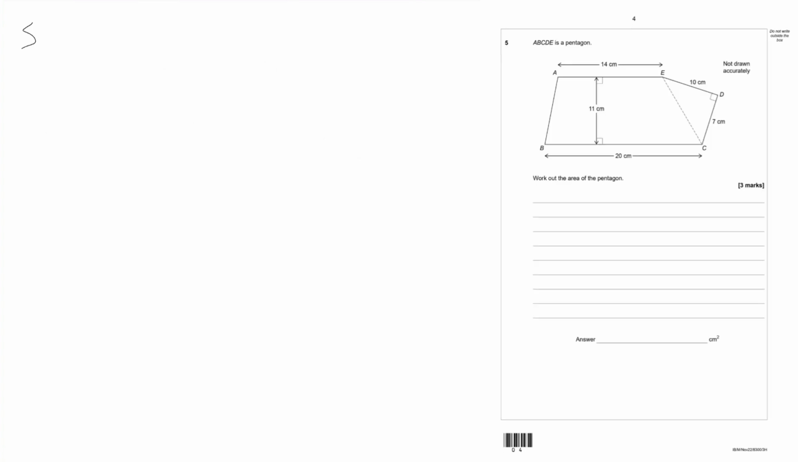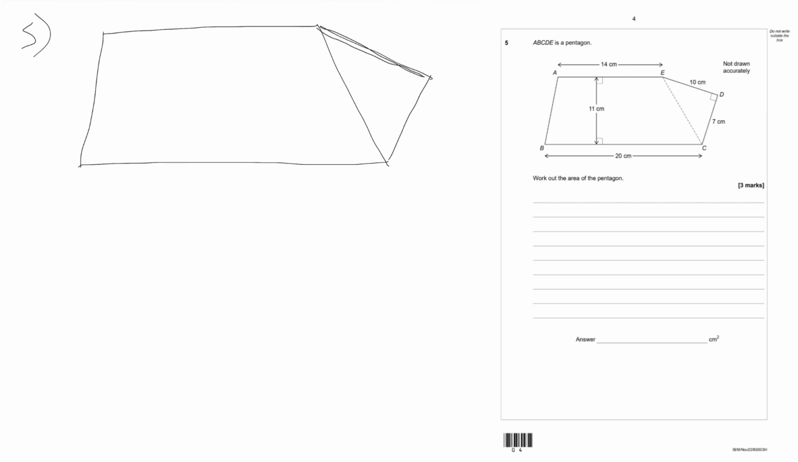So moving on to question 5, and we're given that ABCDE is a pentagon. So let me just draw this out quickly. I'm just going to label these sides. DE. And what we're asked to do is work out the area of this total pentagon ABCDE.